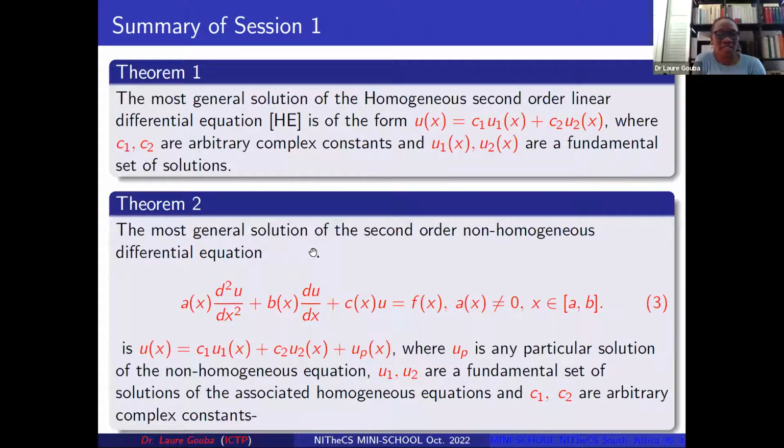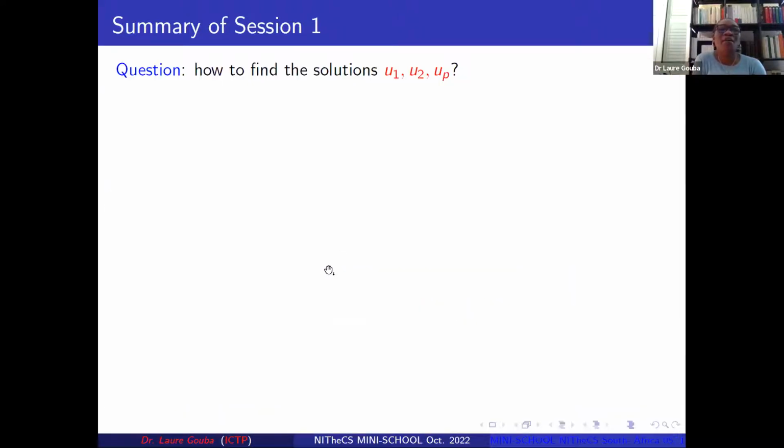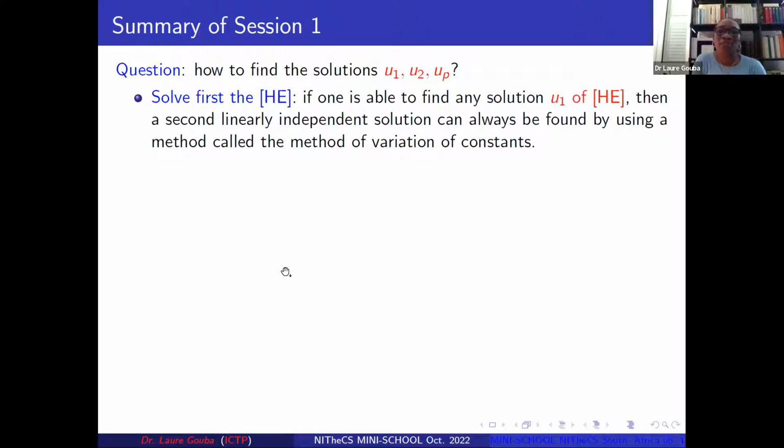The second theorem that I gave 2 weeks ago is that the most general solution of the second order non-homogeneous differential equation is of the form u(x) = c1 u1(x) + c2 u2(x) + up(x), where up is any particular solution of the non-homogeneous equation, u1, u2 are a fundamental set of solutions of the associated homogeneous equation, and of course c1, c2 are arbitrary complex constants. But the question is how to find the solutions u1, u2, up. If it was a full course, we would have tried to see how one finds u1, u2, up using a method called the method of variation of constants. But the first thing is to find one solution of the homogeneous equation.